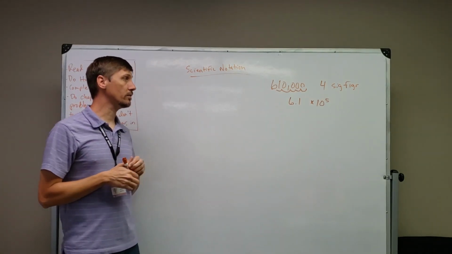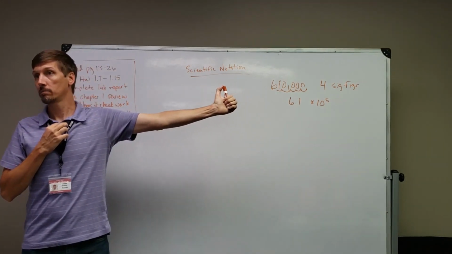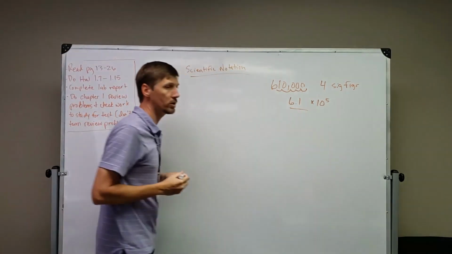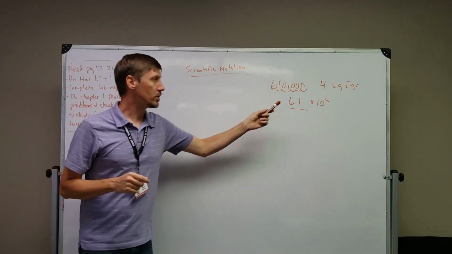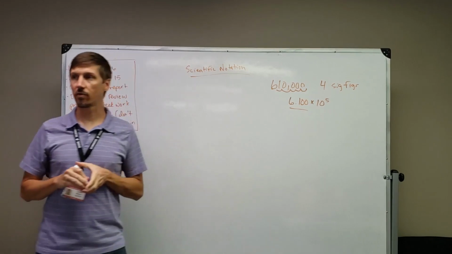Now we need to worry about the significant figures. Does that number have 4 significant figures? It has how many? It only has 2, because you're just looking at the portion of the number in front of the times 10 to the 5, okay? It only has 2 significant figures, so we need to pad this with zeros at the end. Now we've got 4 significant figures.